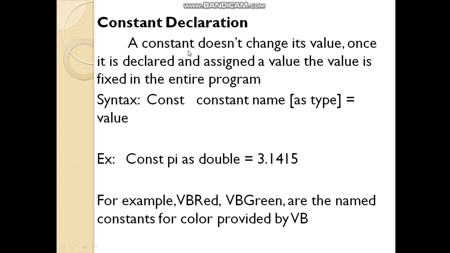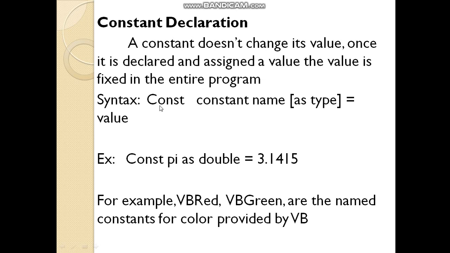Okay, a constant means fixed. A constant is nothing but a fixed value. A constant doesn't change its value. A constant is like a variable, but it doesn't allow changing the value. Once the value is assigned, it doesn't allow changes. Once it is declared and assigned a value, the value is fixed throughout the entire program.